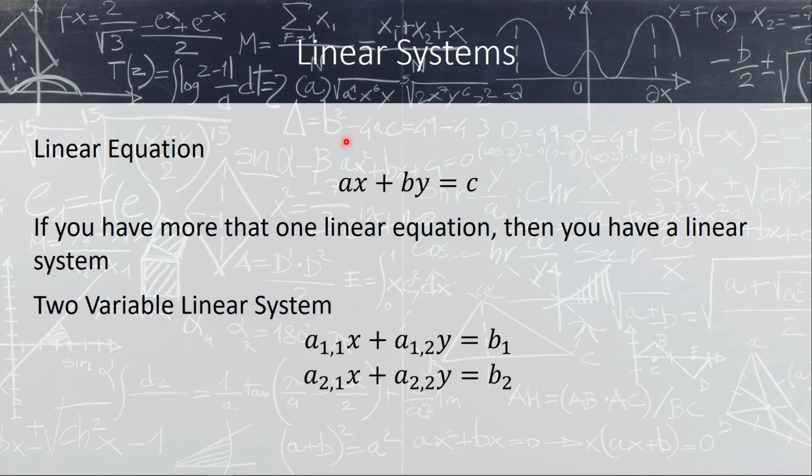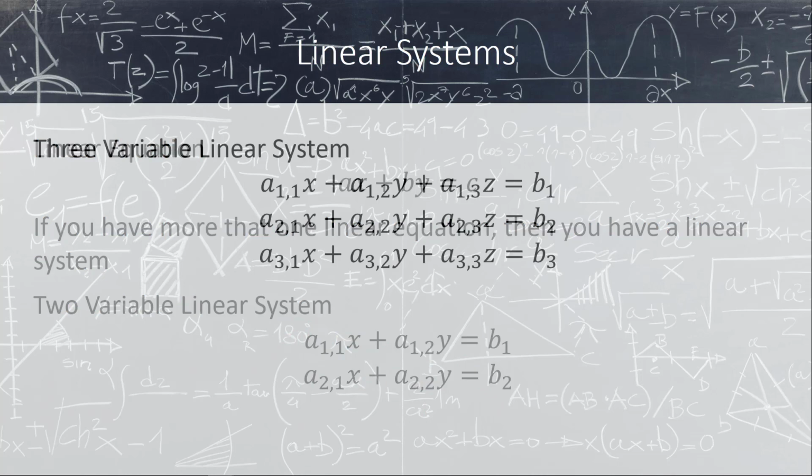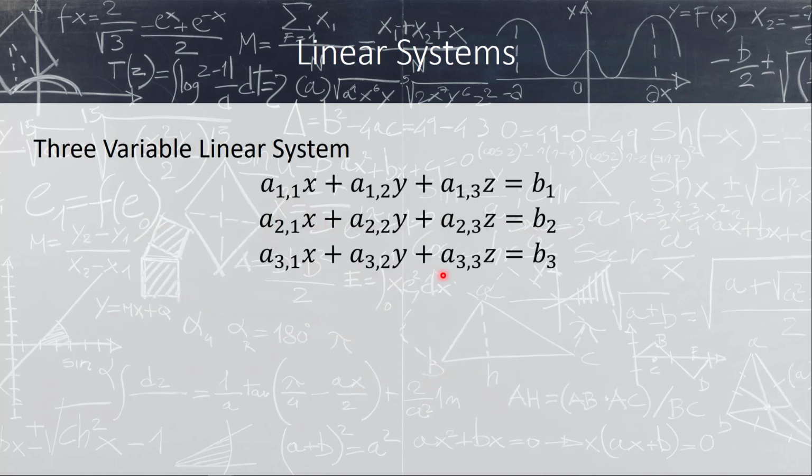Okay, so we all know what a linear equation is. Here it is. This is a linear equation in standard form. Now, if you actually happen to have more than one equation, then you have a system. This is a linear system with two equations and two unknowns. And this is a linear system with three equations and three unknowns.